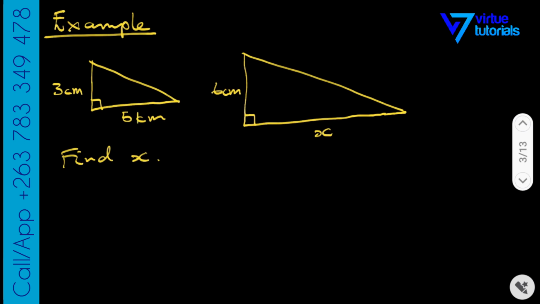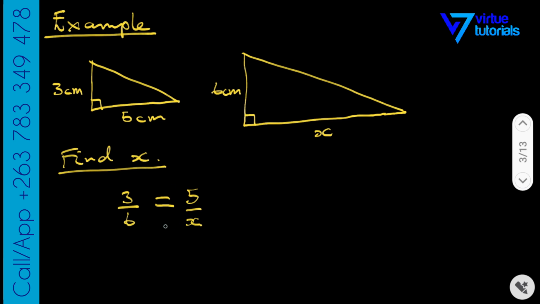So here's an example. We have the first triangle here, which has the sides 3 centimeters and 5 centimeters. And then we have another triangle which has 6 centimeters and x. And we want to find the length of x. What do we know? The ratios are consistent. So the ratio between 3 and 6 is the same as the ratio between 5 and x. So 3 over 6 is equal to the other ratio, 5 over x. The figures on the smaller triangle are what we put on top, and the figures on the bigger triangle are what we put on the bottom.